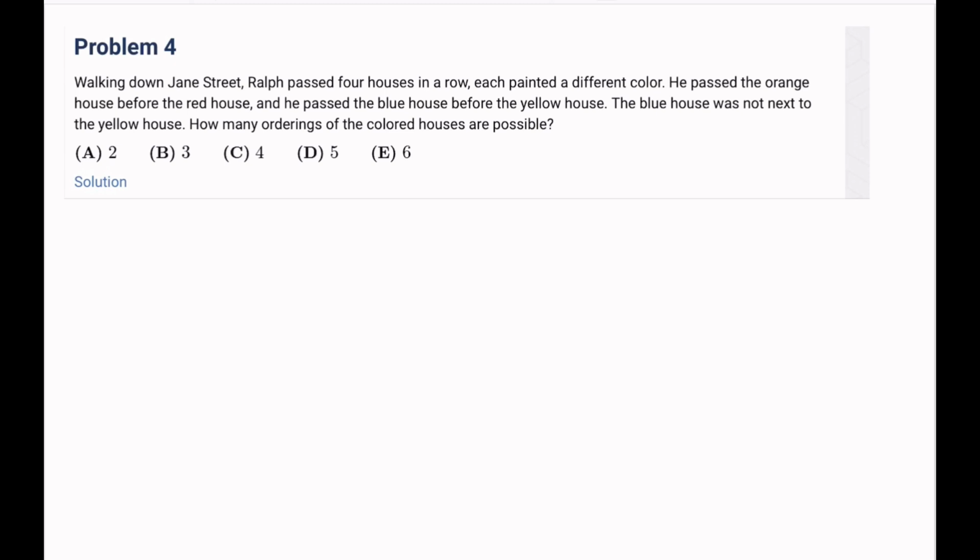Okay, so the restrictions that we have are that the orange house has to come before the red house, and the blue house has to come before the yellow house. So there's 4 houses in a row.